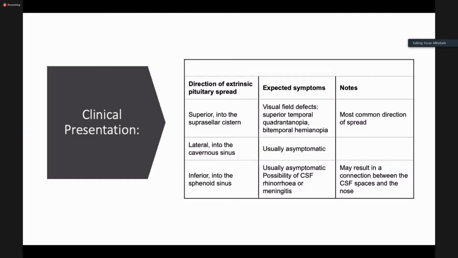This table explains the symptoms according to the extension of the tumor. So if the tumor extends superiorly, that means it will compress the optic chiasm. So the patient will come with a visual field defect, either superior temporal quadrantanopia or bitemporal hemianopia, which is the most common direction of spread. Or if the tumor extends laterally, that means into the cavernous sinus, the patient usually is asymptomatic. But if it extends inferiorly into the sphenoid sinus, usually asymptomatic, but there is a possibility the patient will come with rhinorrhea and meningitis.